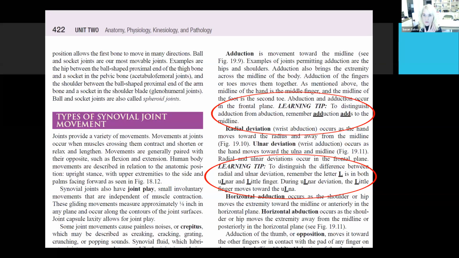The next section talks more about the learning tips. So we talk about abduction, and then the learning tip to distinguish between abduction and adduction. And then we talk about how to determine ulnar deviation versus radial deviation in terms of another learning tip. But look on the other side real quick. You can see joint play. Anytime you see a bulleted term, that's going to be in the glossary.